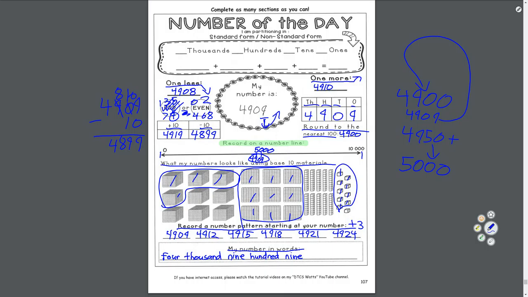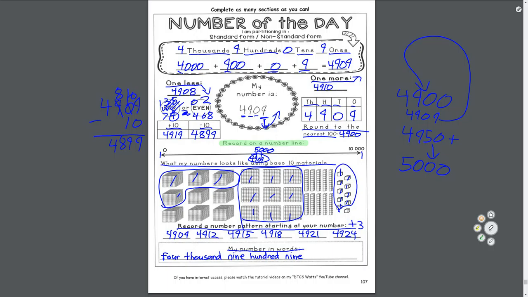Okay, last one. Thousands. We know we have 4 thousands, and that would equal 4,000. Hundreds, we have 9. That would be 900. Tens is 0, so it's still 0. Ones is 9, and that equals 9. So we have a 4 in the thousands place, a 9 in the hundreds, a 0 in the tens, and a 9 in the ones. All right. That was the final number of the day.